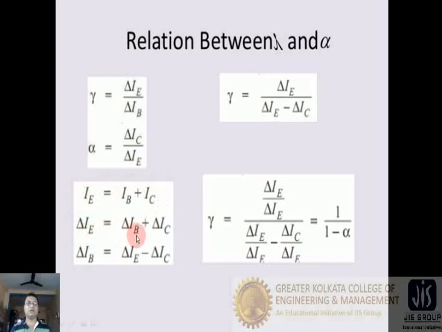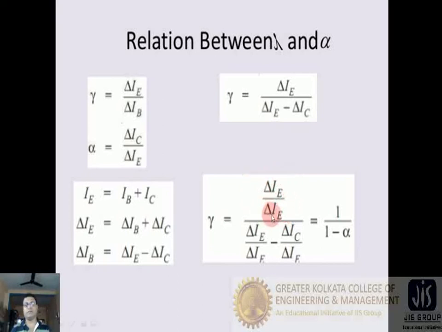So delta IE equal to delta IB plus delta IC. If I take this delta IC to this side, so delta IB equal to delta IE minus delta IC. Now we just put this value of delta IB into this gamma expression and we get gamma equal to delta IE divided by delta IE minus delta IC. Now we divide the whole equation by delta IE.